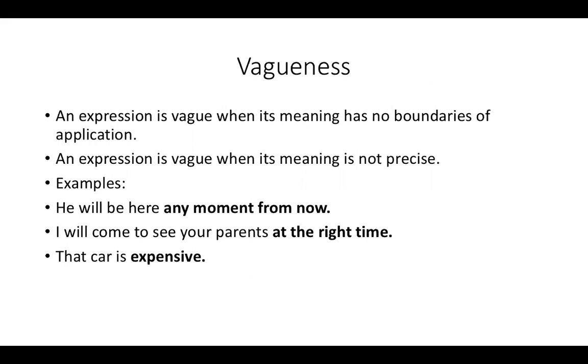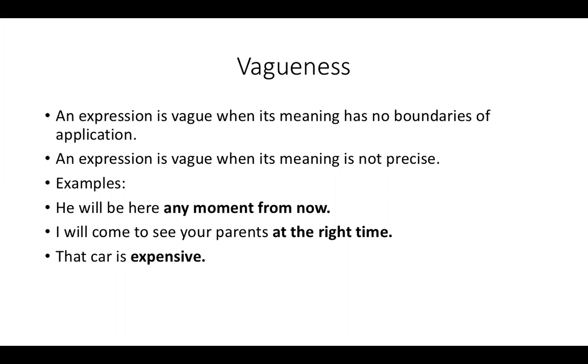An expression is vague when its meaning has no boundaries of application. An expression is vague when its meaning is not precise. So combining the two descriptions, an expression is vague when the meaning has no boundaries of application because it is not precise. Because the meaning is not precise, you don't have a boundary for where you can apply it and where you cannot.